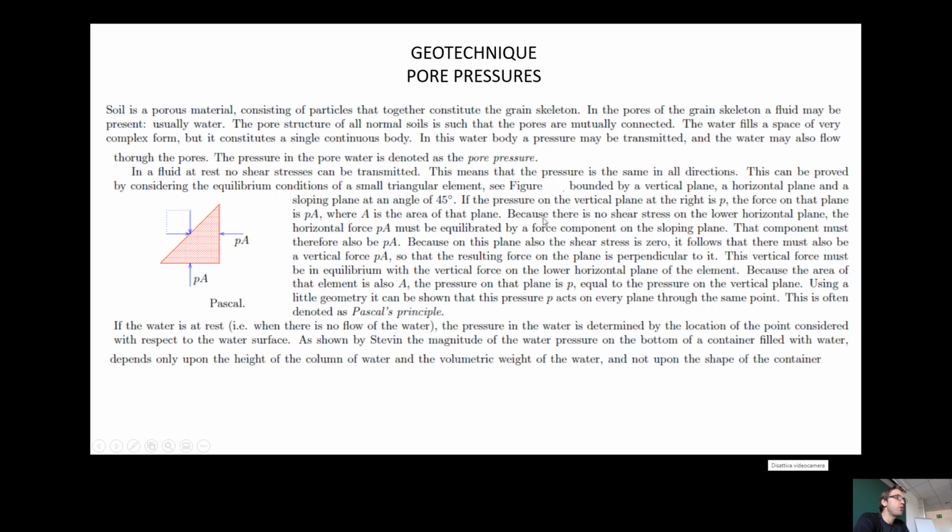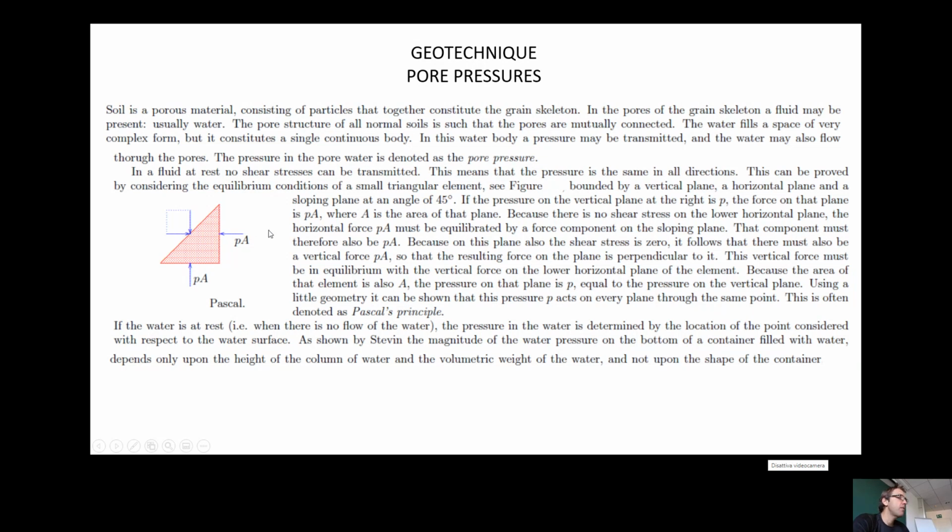If the pressure on the vertical plane at the right is P, the force on that plane is P times A, where A is the area of that plane. But because, as we said, there is no shear stress on the lower horizontal plane, the horizontal force P times A must be equilibrated by a force component on the sloping plane, by this force.